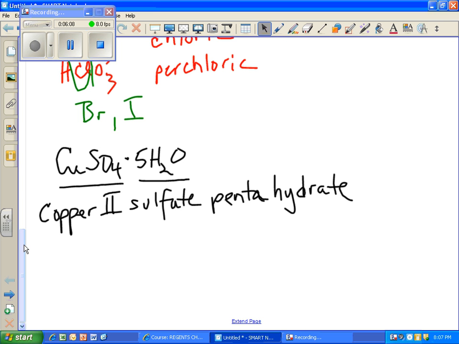So you name the first part the same way we've been naming from the first day. The number in front of the water comes from the Greek system. So 5 would be pentahydrate, 4 would be tetrahydrate, and the water is always the word hydrate.